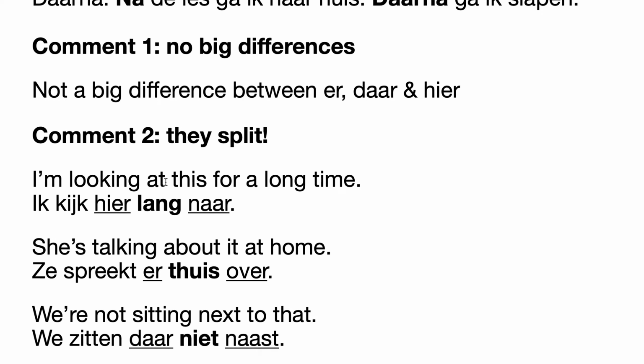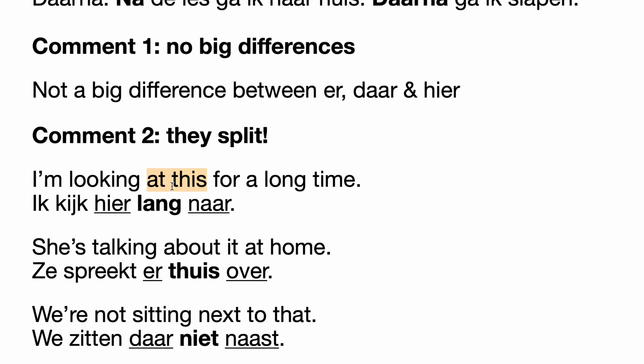I'm looking at this for a long time. Ik kijk hier lang naar. Wait, what? What is this? Well, the I'm looking is simply ik kijk. At this, now you know this, naar dit. This is naar dit, literally, but in Dutch, no. This turns into a hier. You can see it here. Ik kijk hier naar, it would be. Ik kijk hier naar.